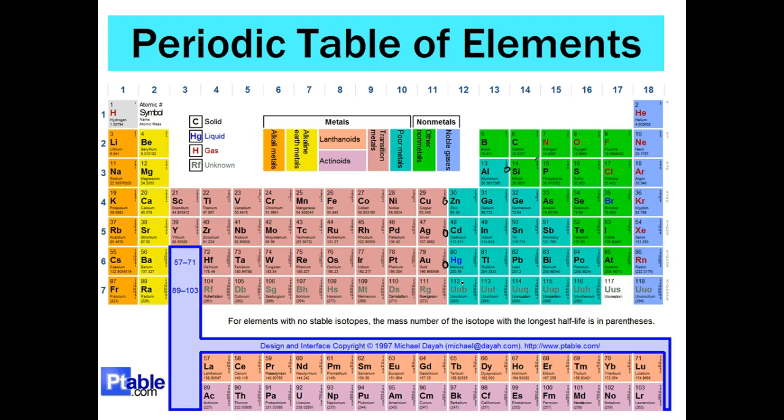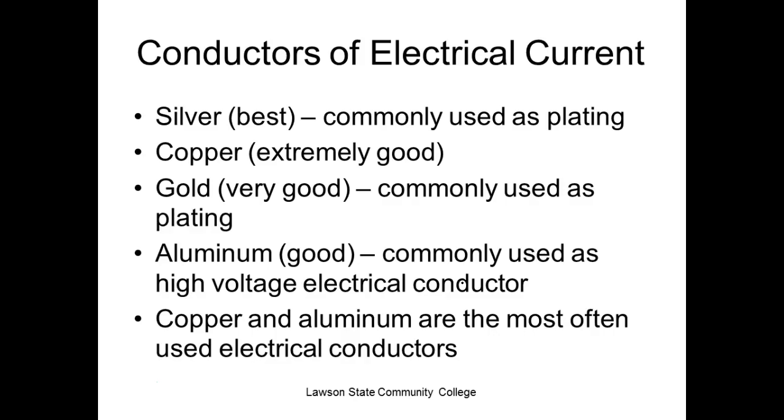Why do we use it? We'll talk about that in a minute. Silver commonly used as plating. Copper is extremely good. Gold is very good. Commonly used as a what? Plating. Gold. Aluminum is good. It's commonly used for high voltage electric conductors. And copper and aluminum are the most often used for electrical conductors. So what is our power company selling us?